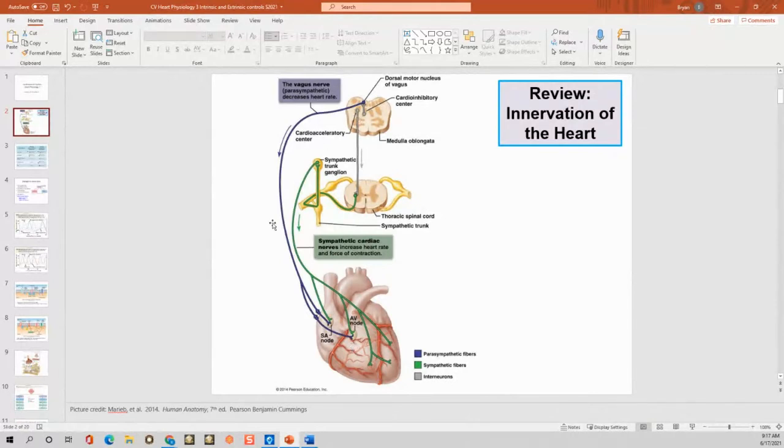So anything that controls the heart is coming from a portion of your medulla oblongata back here called the cardiovascular control center. The cardiovascular control center. You got it. You've been reading ahead probably, I hope. Therefore, Becca, you nailed it.